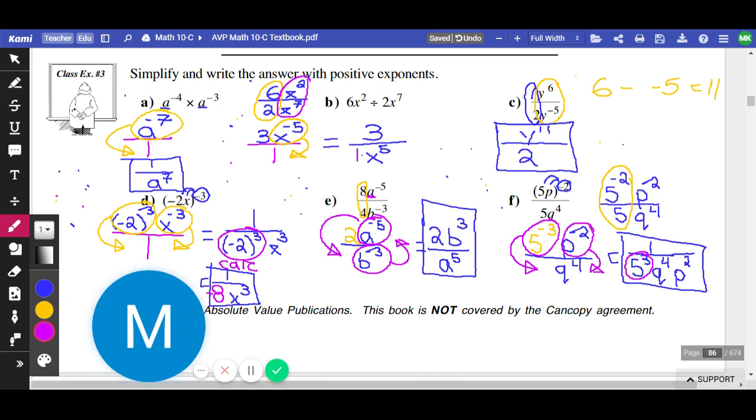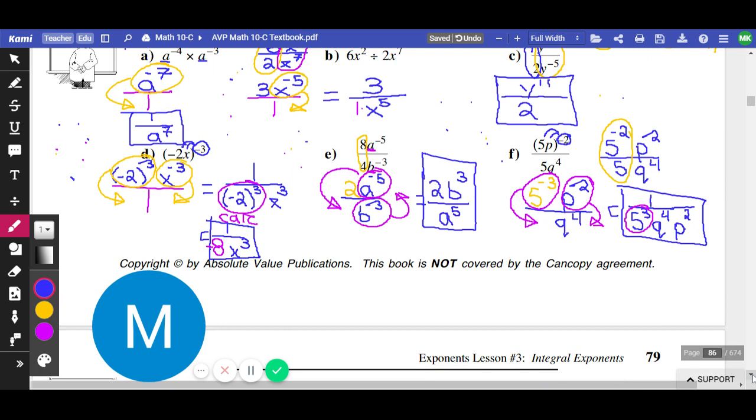So if your final answer was written like this, 1 divided by 125, that would also be a perfect answer. Right, both answers would work just fine.